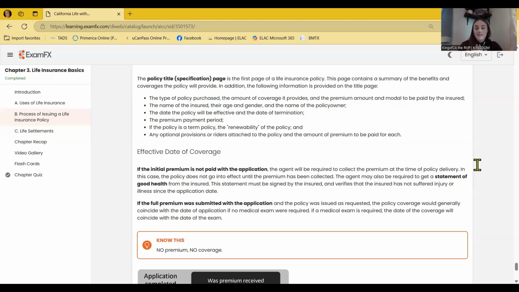So the type of policy issued, just like I talked about the policy summary earlier, it's going to have the same. The premium payment method, what type of insurance, generic name for the insurance it is. What their beneficiaries are is actually going to be found on a different page. Okay. So the policy summary is not going to state the beneficiaries, and that might be something that they ask on your test. There is a beneficiary page that gives that information on its own. Okay.